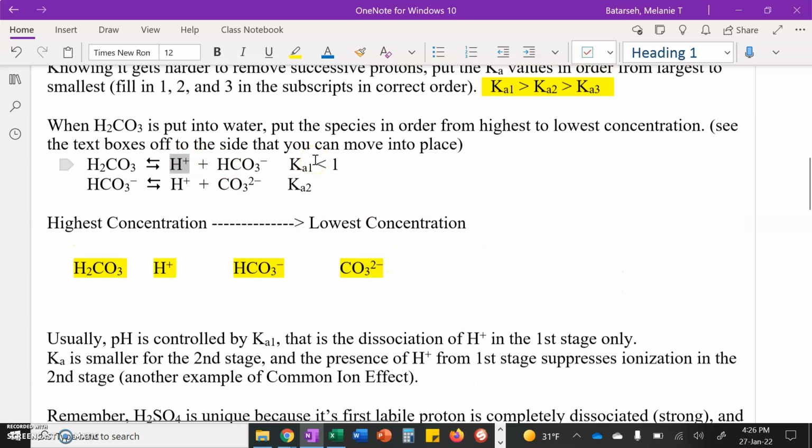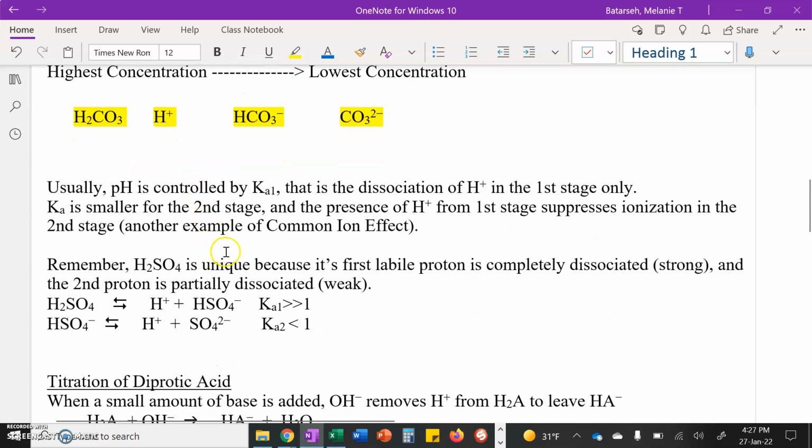Essentially, you've created some of this. So when you start looking at this equilibrium, you're not saying I'm just putting HCO3 minus out there and watching it dissociate. You're putting some HCO3 minus and some H plus in there simultaneously. So having the H plus present is driving the equilibrium towards the left. It basically makes it so that it's less likely to dissociate.